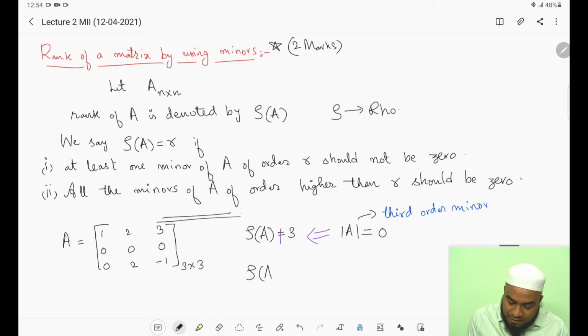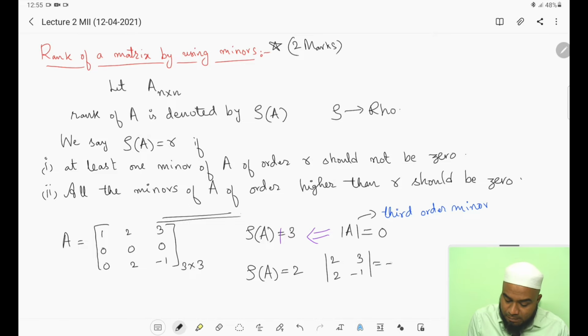I am saying that the rank of A is 2, whether it is correct or not. How to verify? According to the conditions, the rank of matrix A will be 2 if at least one minor of order 2 is not equal to 0. Let us consider one minor. What elements am I considering? 2, 3, 2 and minus 2.